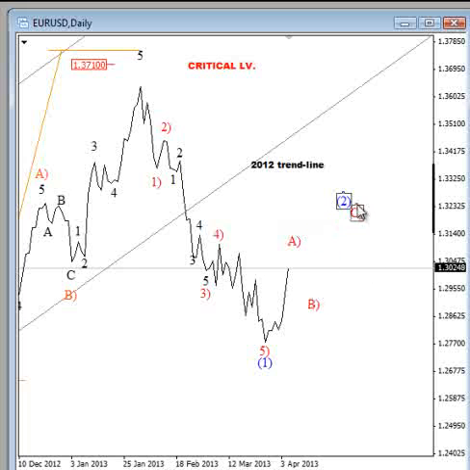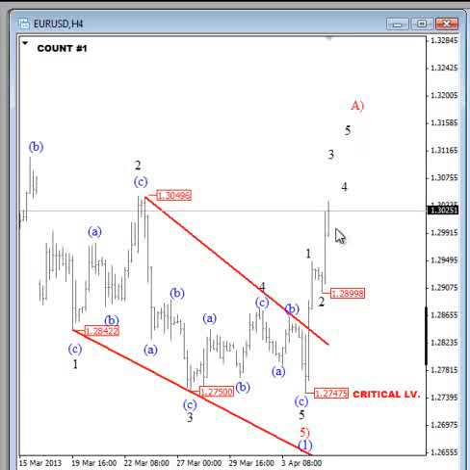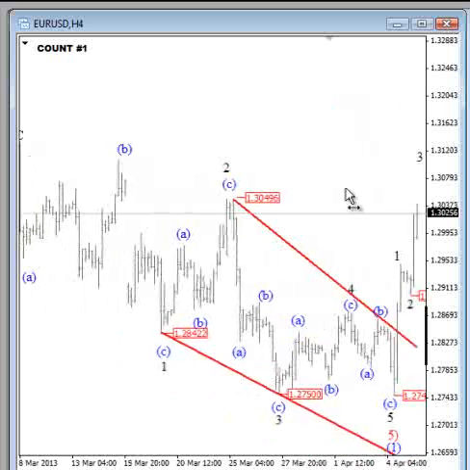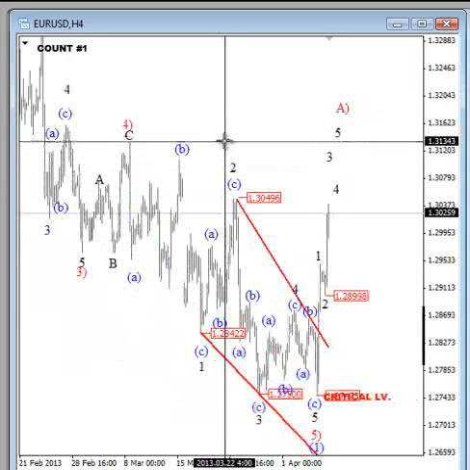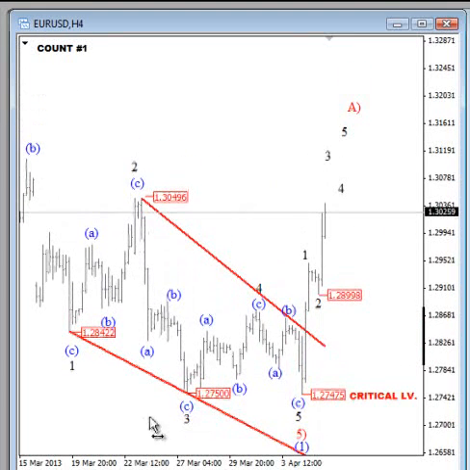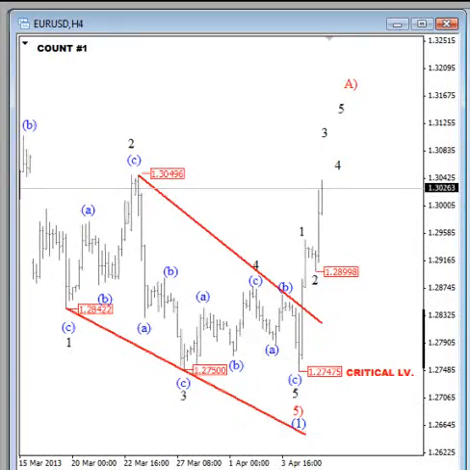Okay, ideally this wave 2 will be just a simple zigzag, because zigzag is the most common Elliott wave pattern. So we will be looking for a three-wave rise, and ideally this wave A is now still in progress but could stop around this wave 4 of one lesser degree. Okay, so that's on the euro dollar 4-hour count.